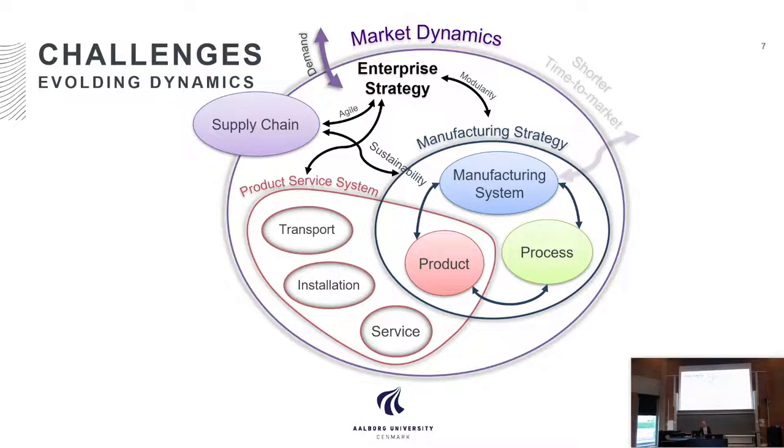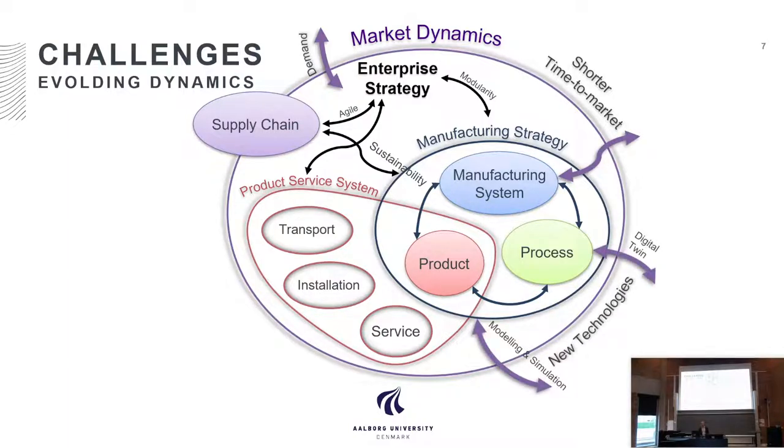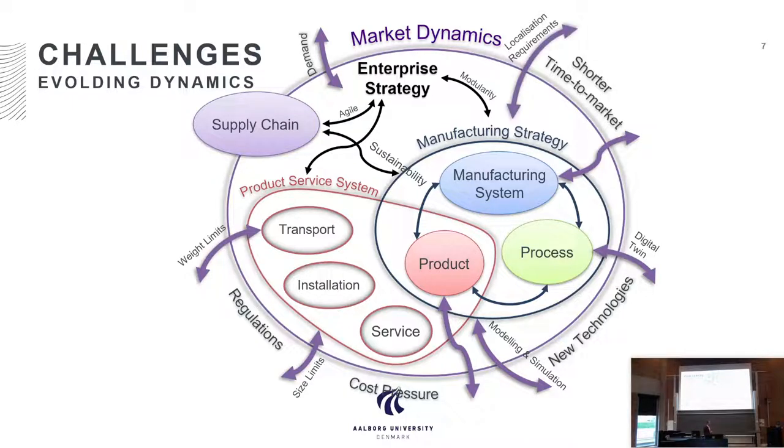And there is time to market. We have to deliver our products quite fast. There are disruptive technologies impacting different areas of our operations. And of course, cost pressure and some regulations, especially in the wind industry. There are some weight and size issues that we cannot bend. And most importantly, localization requirements. This is a bit unique.